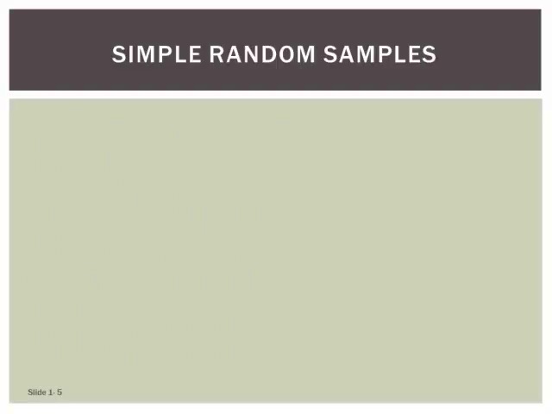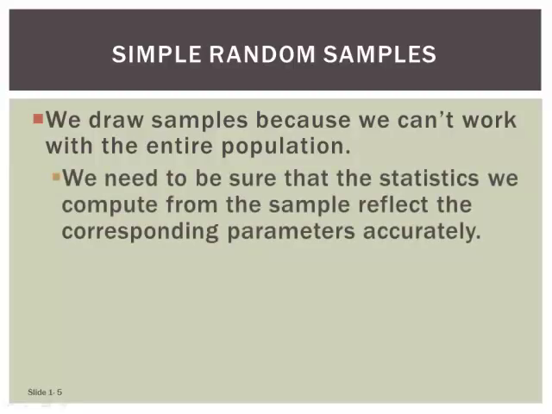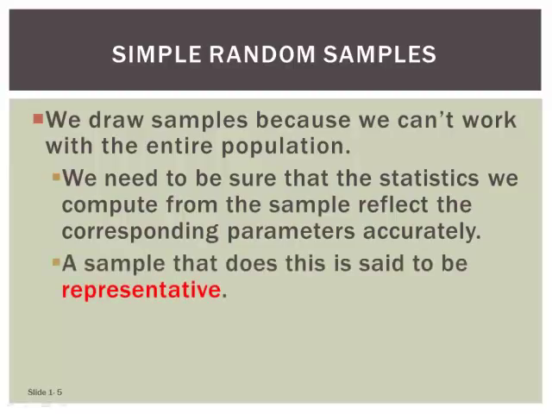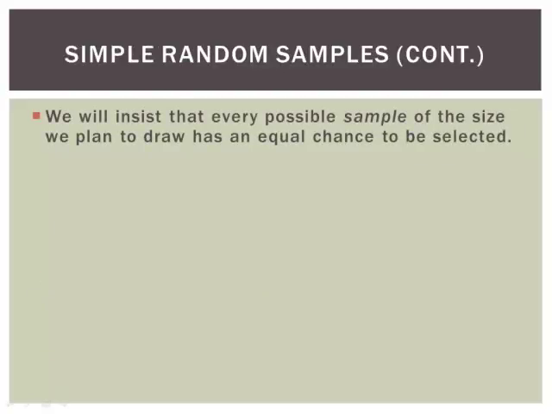So, simple random samples. We draw samples because we can't work with the entire population. We need to be sure that the statistics we compute from the sample actually reflect the corresponding parameters, that is the population, correctly and accurately. The sample that does this is said to be representative. We want a representative sample. So we will insist that every possible sample of the size we plan to draw has an equal chance of being selected. So no observation, no subject or person couldn't possibly be in the sample.